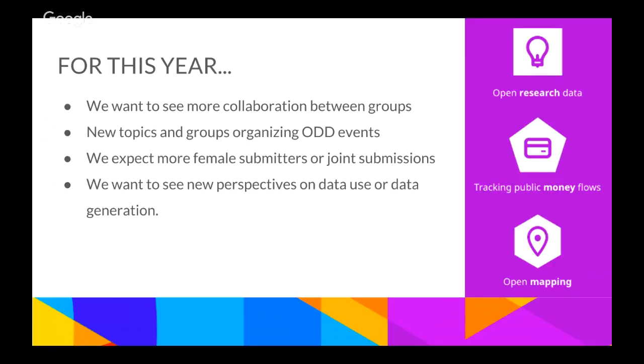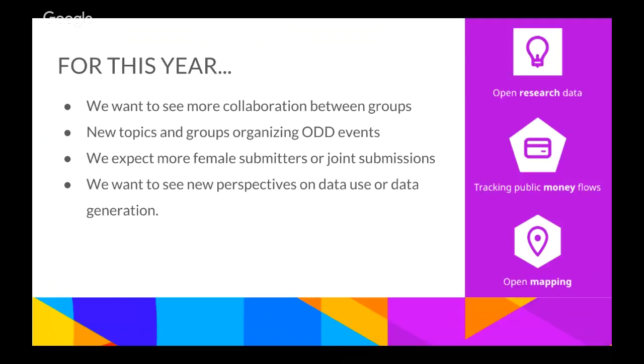So for this year, we will have, again, the support from Spark and HEVOS for open research data and tracking money flows. And we will also have Mapbox kindly supporting the open mapping events. So if you have an open mapping project in mind for this year, you can apply for a mini grant for that.